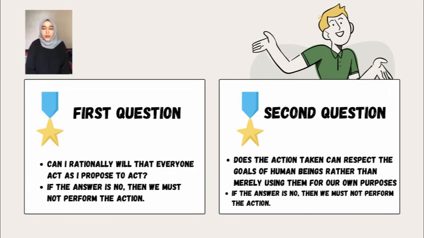To relate back to Kant's theory, there are two questions that we must ask ourselves. First question, can I rationally will that everyone act as I propose to act? If the answer is no, then we must not perform the action. And the second question is, does the action respect the goals of human beings rather than merely using them for our own purpose? Again, if the answer is no, then we must not perform the action.